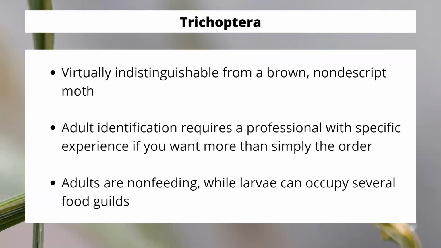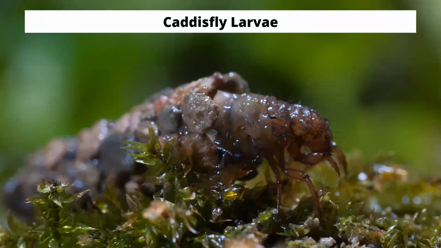Now, like our other insects that we talked about, these adults are non-feeding. However, the larva can actually occupy several different food guilds, meaning they can either be predators or herbivores, filter feeders, you name it. In this case, this is what we're talking about when we're talking about our caddisflies. What I'm showing you here is a case-making caddisfly. Now, if I took it out of its case that it's carrying along on its back, it's going to look a lot like any other caterpillar that you see. It's going to be kind of brown, not really be able to describe it very well.